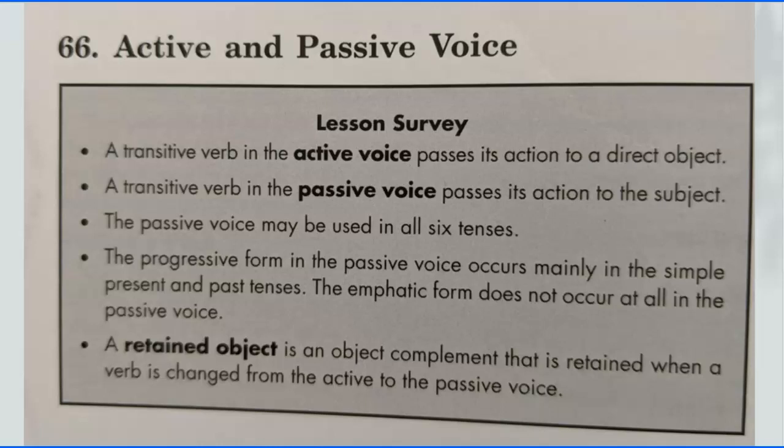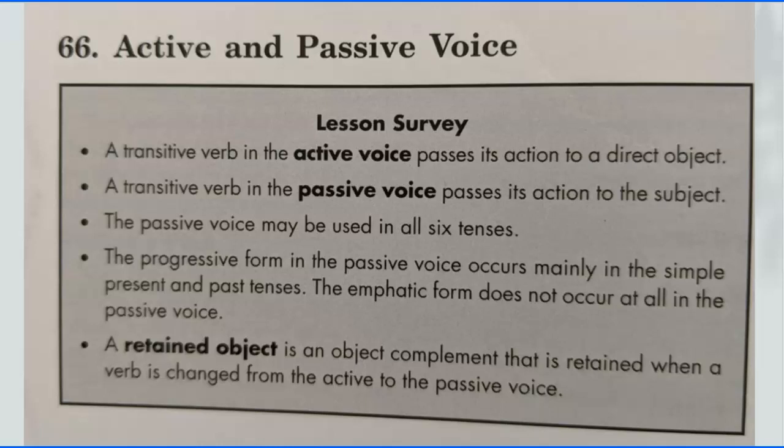So we know that in the active voice, it's pretty obvious that we use a transitive verb. And remember, the transitive verb is the one that you can see in your head. It's the action that you can see in your head. And it often passes its action to a direct object. But if you look at the second point in the gray box, the transitive verb in passive voice can pass its action back to the subject. We're going to look at some examples of that.